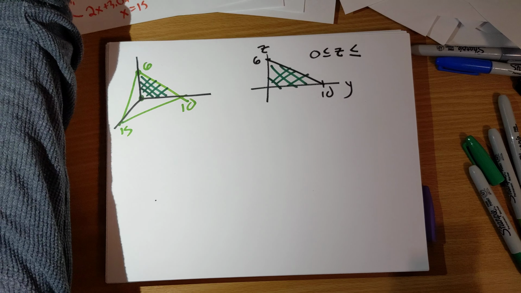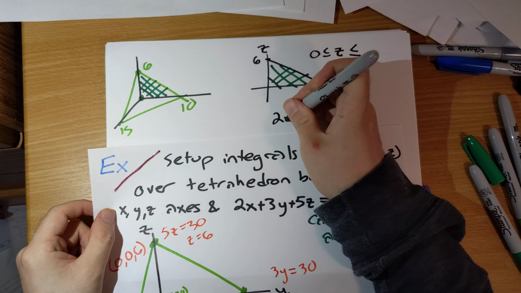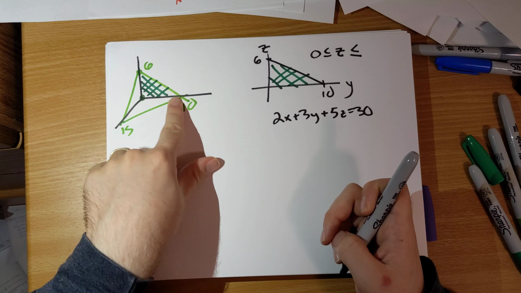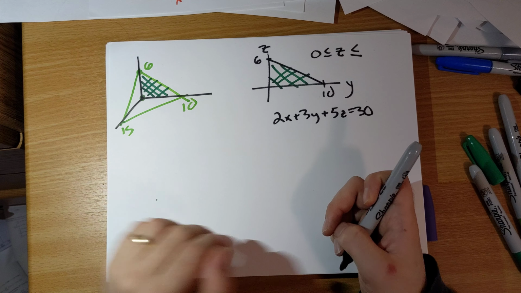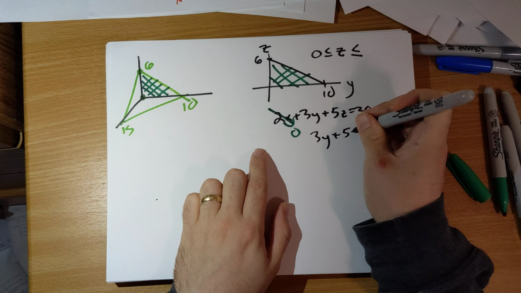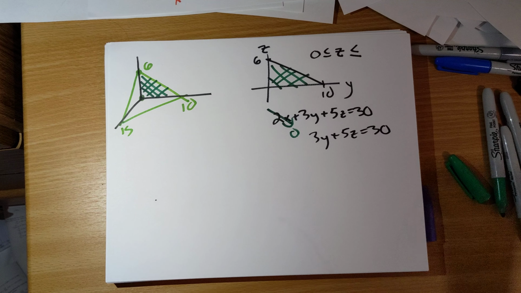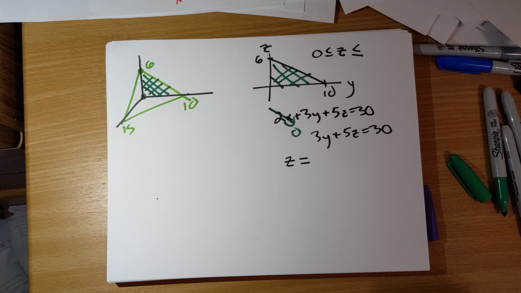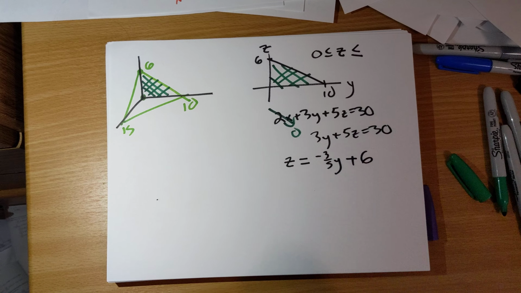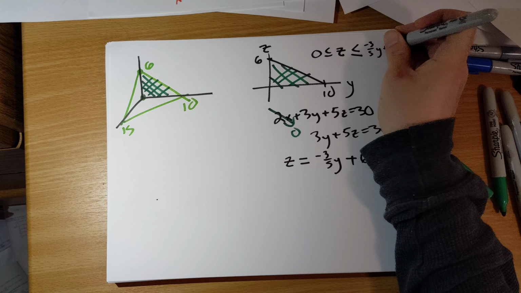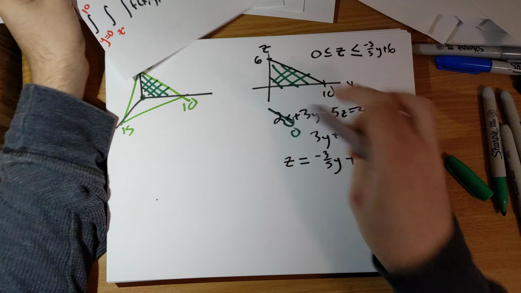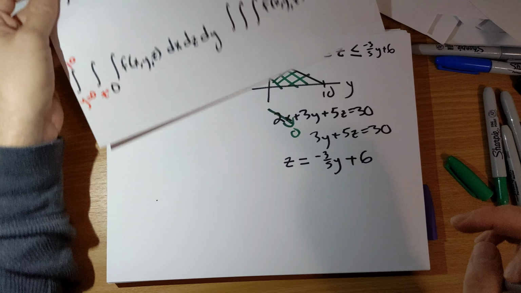And once again, okay, so 2x plus 3y plus 5z is equal to 30. In the YZ plane, this is when x is equal to 0. So that becomes 0. 3y plus 5z is equal to 30. We solve for z in terms of y, and we end up with negative 3/5 y plus 6. And so z runs from 0 to negative 3/5 y plus 6.